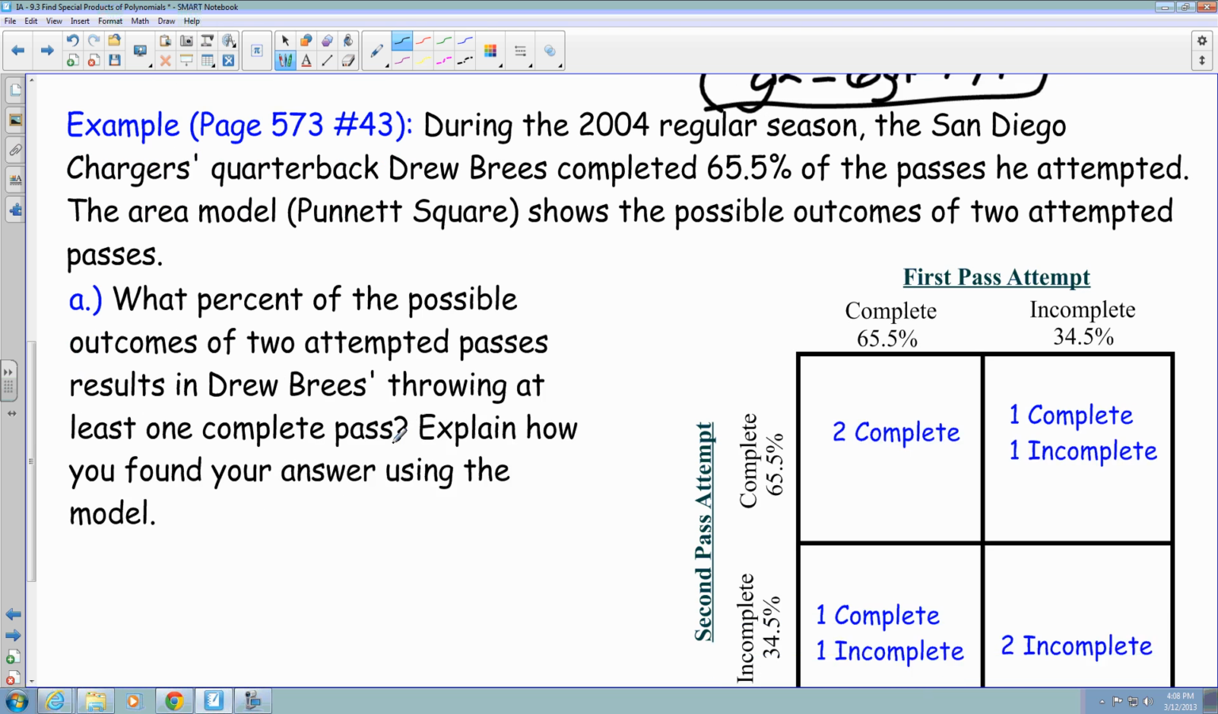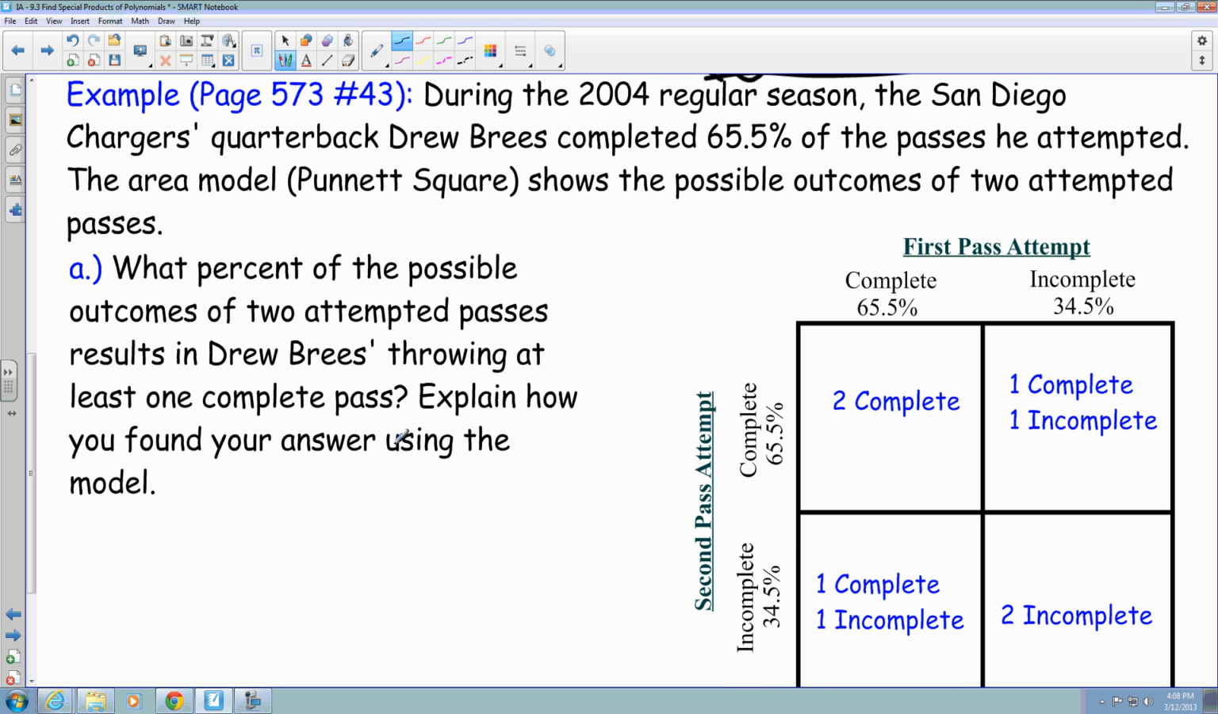The last problem I have here deals with what are called Punnett squares. This is taken right out of your book. It's problem 43 on page 573. It says that during the 2004 regular season, the San Diego Chargers quarterback Drew Brees completed 65.5% of the passes he attempted. The area model shows the possible outcomes of 2 attempted passes.